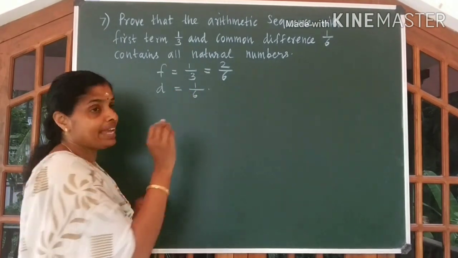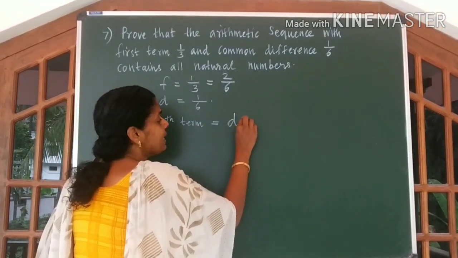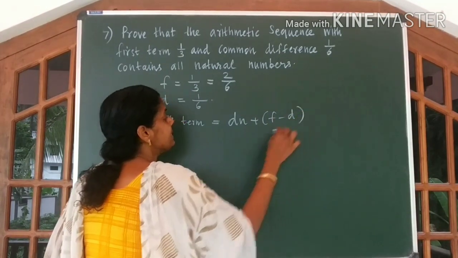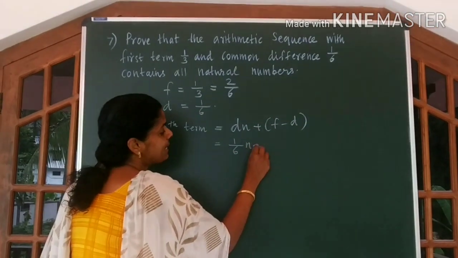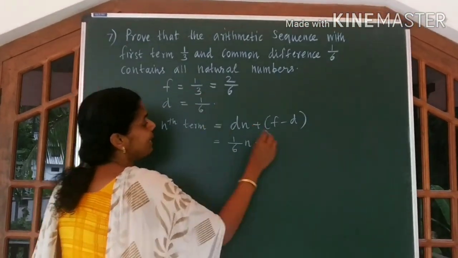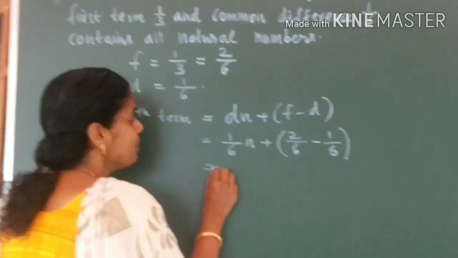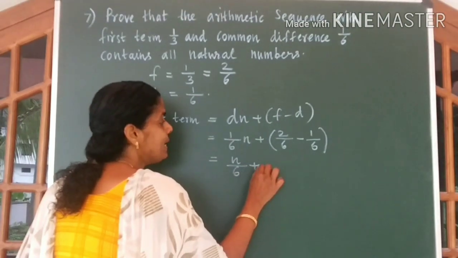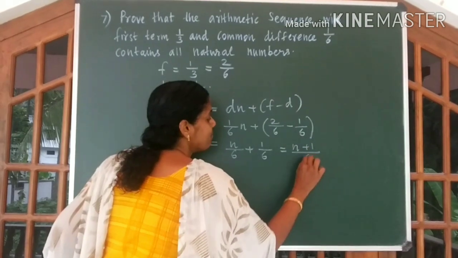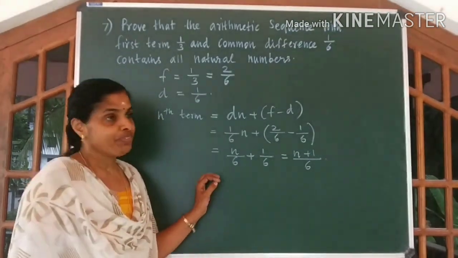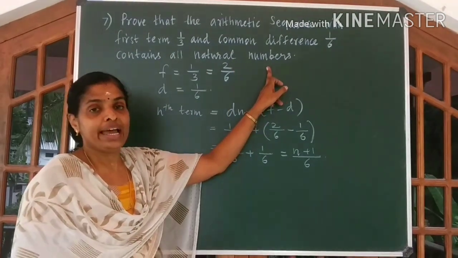Now let us write the nth term. You know the formula for nth term as dn plus f minus d. That is equal to, our d value is 1 by 6. So 1 by 6 n plus f value 2 by 6 minus 1 by 6. So you get n by 6 plus 1 by 6, or you can write it as n plus 1 by 6. You get a fraction. Now we have to prove this arithmetic sequence contains all natural numbers.